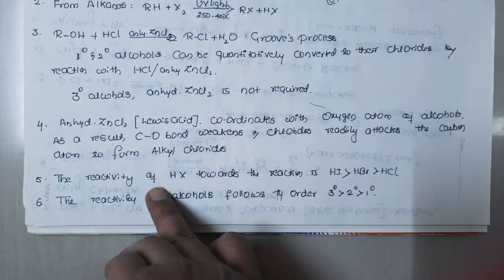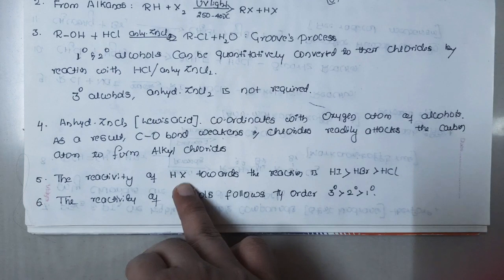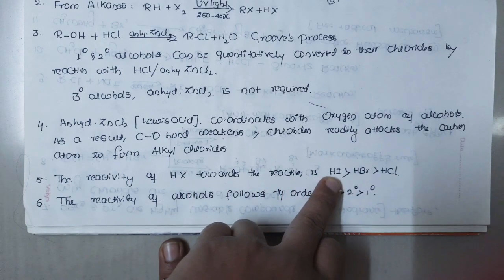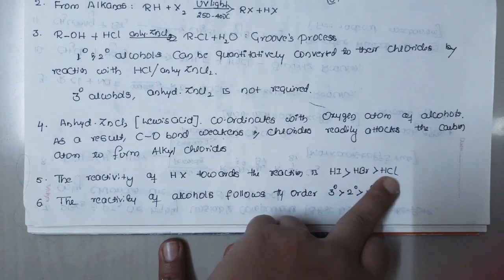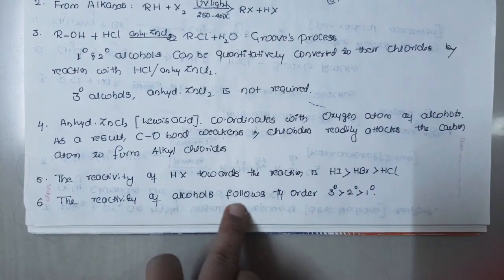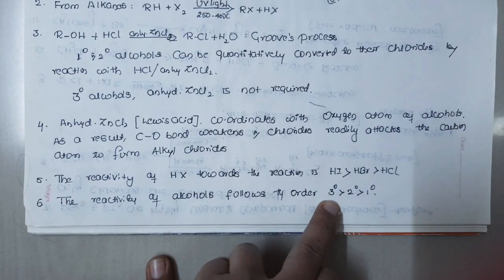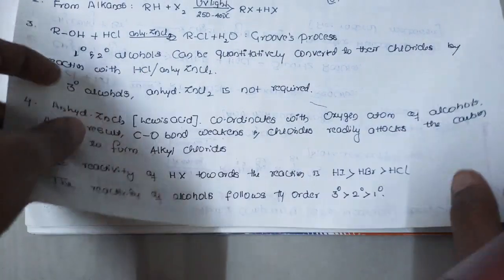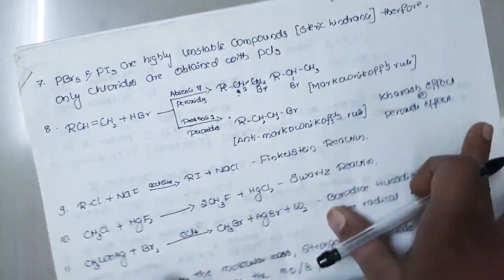Now, the reactivity of hydrogen halides towards the reaction is: HI is highly reactive, followed by HBr, followed by HCl. And the reactivity of alcohol follows the order: tertiary is always the most reactive, followed by secondary, followed by primary. Those orders you have to remember, dear students.